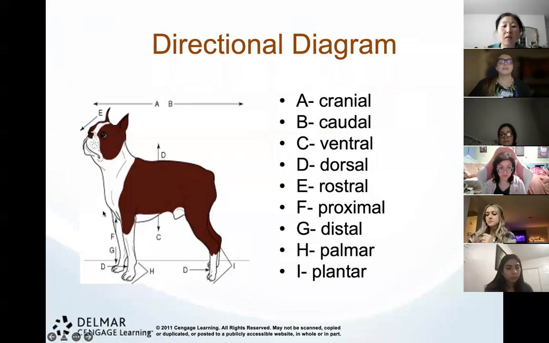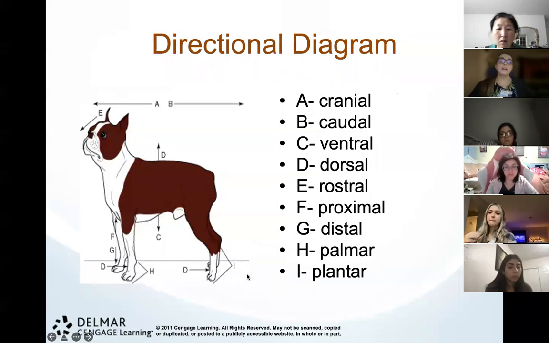Then looking at this term F, that is moving up the leg over here, you guys. So going up the leg towards the shoulder, that's going to mean proximal. Or if you were back here on the back leg going up towards the hip, that is also proximal. It's just talking about the limbs. The example here just shows the front. Then with G, that's distal. So that's going down towards the paw, towards the toes, you guys. So proximal is going up the leg. Distal is going down the leg towards the paw.